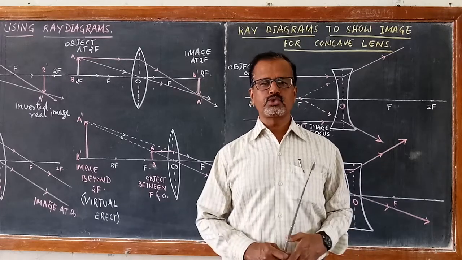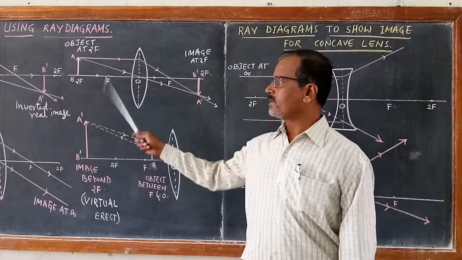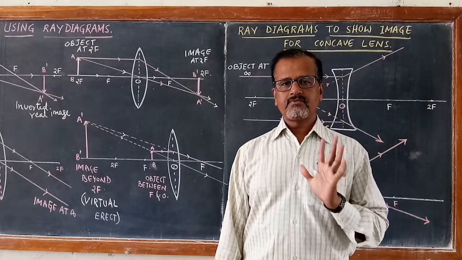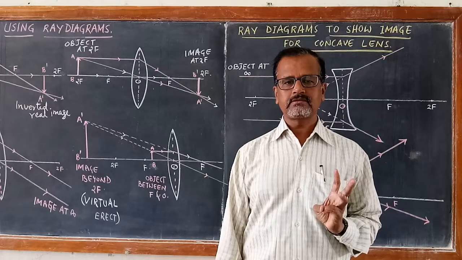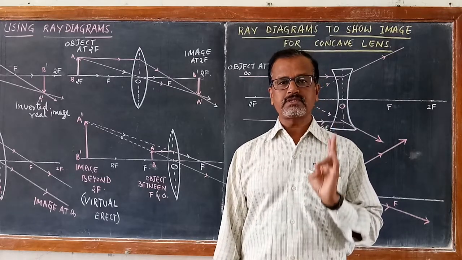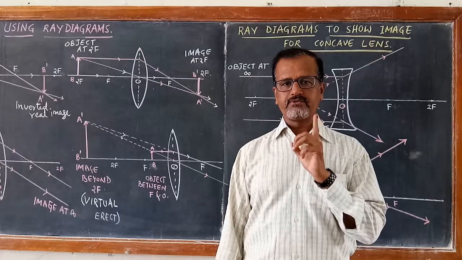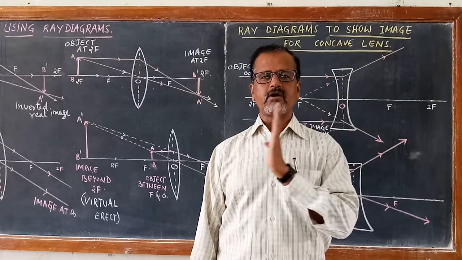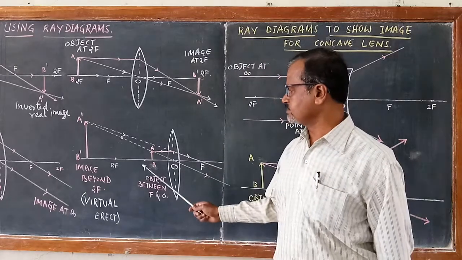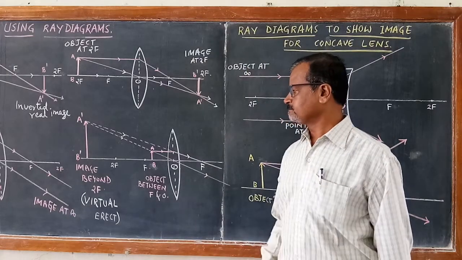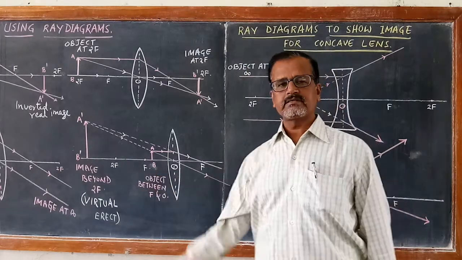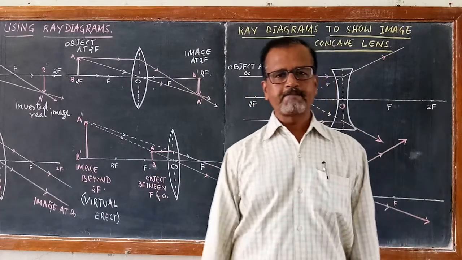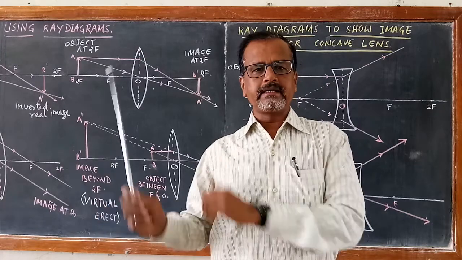Yesterday we learned image formation by a convex lens, using ray diagrams. For a convex lens, for about 5 positions, the convex lens forms a real image. Only for one position, when the object is between the focus and the optic center, the image formed is a virtual, erect image. Okay, we will come back to that later.